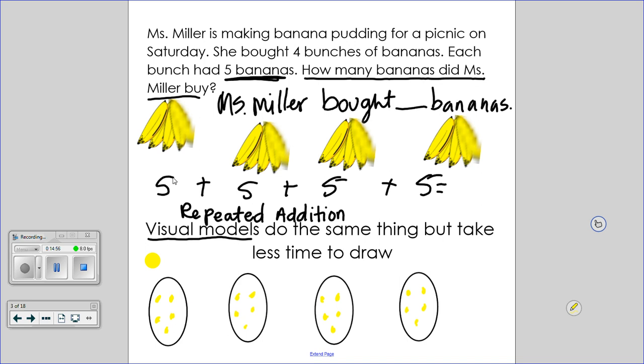So from here on out, if we're doing multiplication, please don't draw literally what you're doing. If we're counting cupcakes, please don't draw cupcakes. You draw circles and dots.